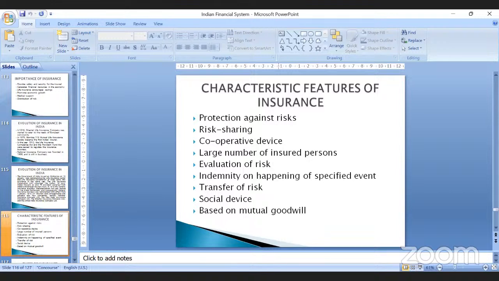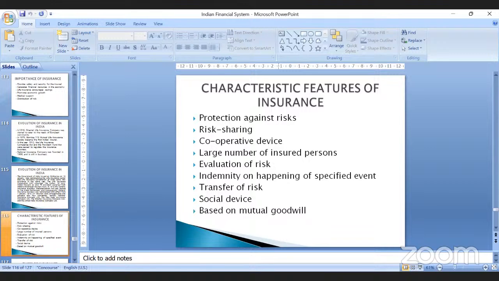It will help you to indemnify the happening of a specified event. That is, it will protect you against all costs and all kinds of losses. It is a social device. It works for the welfare and protection of people at large, and it is based on mutual goodwill. Insurance is a contract which is based on good faith. That is, utmost good faith is the major principle on which insurance contracts work.